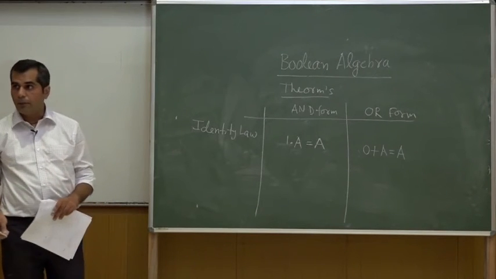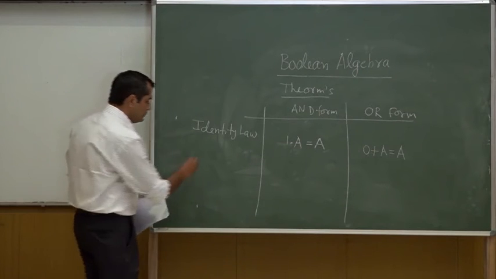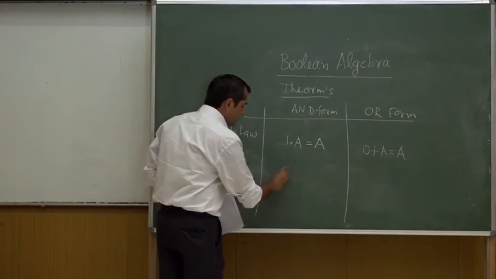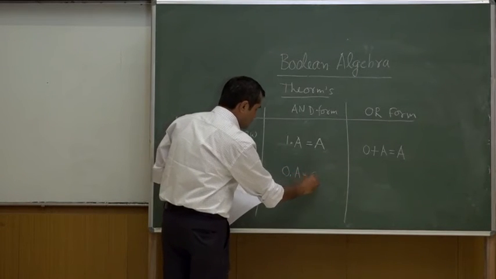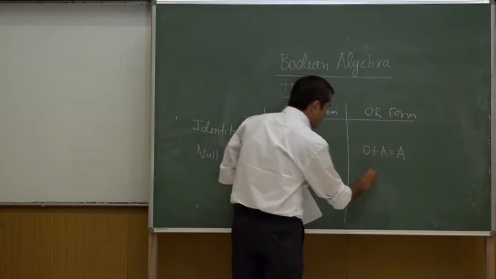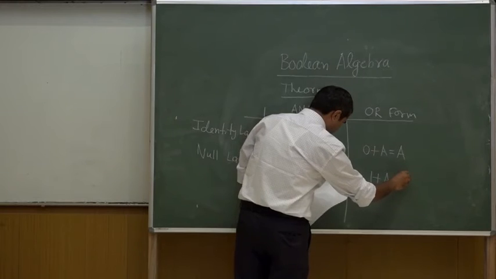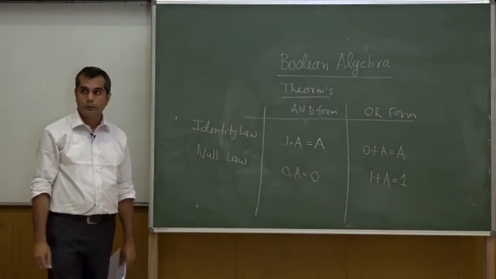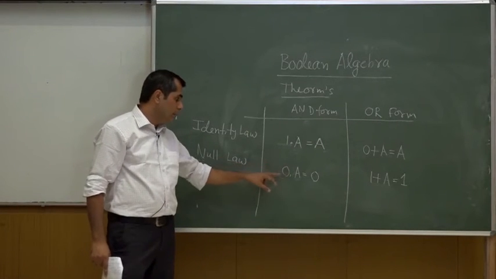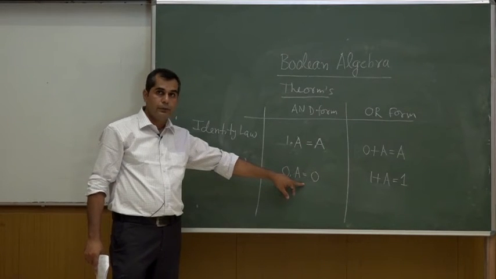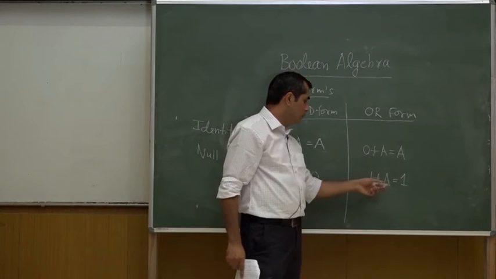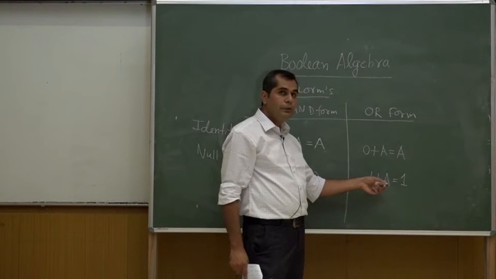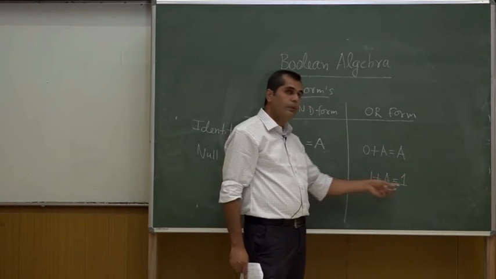Then we have the second law of Boolean algebra, that is called null law. This states that 0 dot A is always 0, and in OR form it says that 1 plus A is always 1. That is also self-explanatory. If you multiply anything with 0, you will always get 0. And if you perform the OR operation with 1 on a variable, you will always get 1. If the variable is 0, then you get 1 plus 0, 1. If the variable is 1, then you get 1 plus 1 is 1.